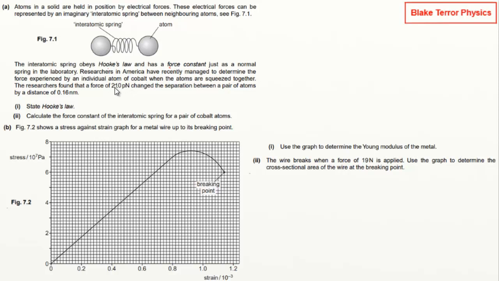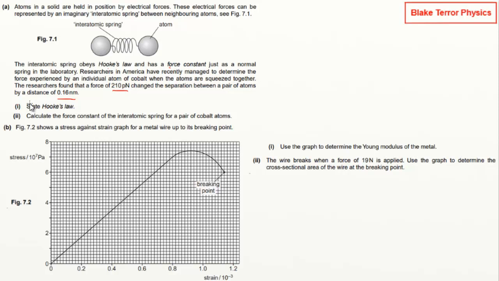Researchers in America have recently managed to determine the force experienced by an individual atom of cobalt when the atoms are squeezed together. Researchers have found that a force of 210 piconewtons changed the separation between a pair of atoms by a distance of 0.16 nanometers. Okay, so they're just trying to throw you off a bit by moving away from the usual spring scenario and then throwing in some really small numbers here and seeing if we can remember what picos and nanos are.